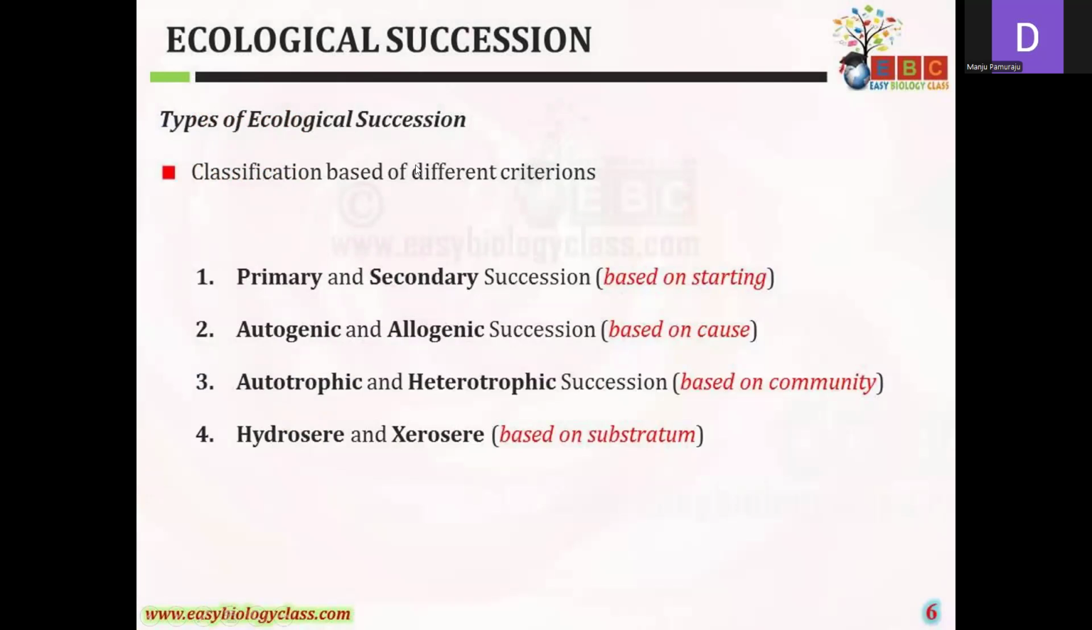Now, the types of ecological succession. Classification is based on different criteria, so different types of ecological succession can be observed. First is based on the starting area, the bare area: two types, primary succession and secondary succession. Based on the cause, the organism causing the succession, it is autogenic or allogenic succession. Based on the community, it is autotrophic or heterotrophic succession. Another is based on the substratum, hydrarch and xerarch. Succession that starts in water bodies is called hydrarch. Succession that starts on dry areas is called xerarch.